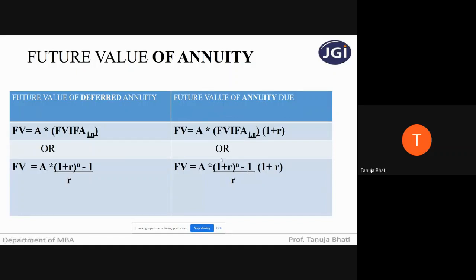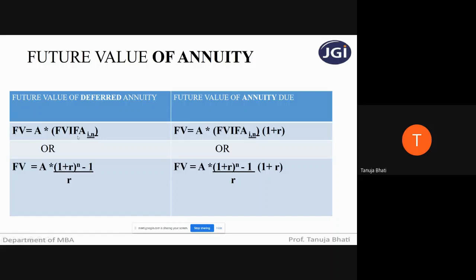The way to calculate that is the same formula, 1 plus r raised to n minus 1 divided by r. You will get the future value annuity factor. But students, in your examination the tables will be given, so solving by this formula is not required, since the tables are given to you. You can directly find the value by using the tables.